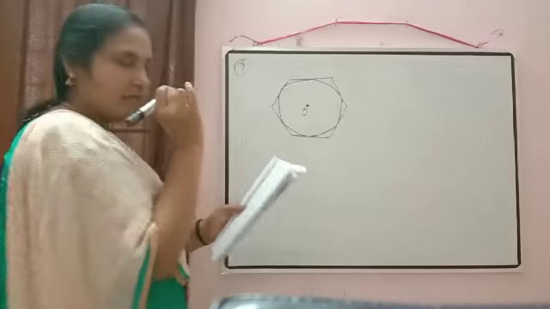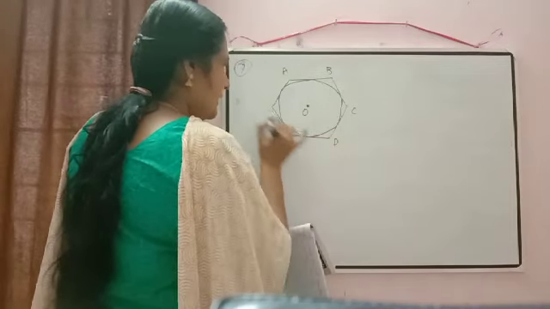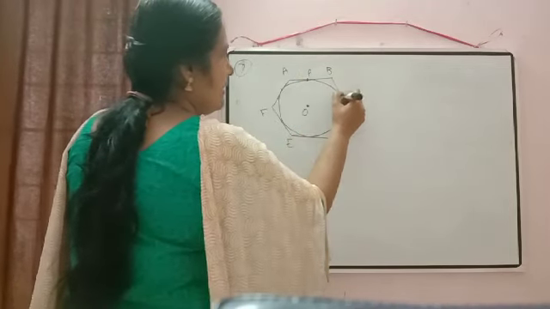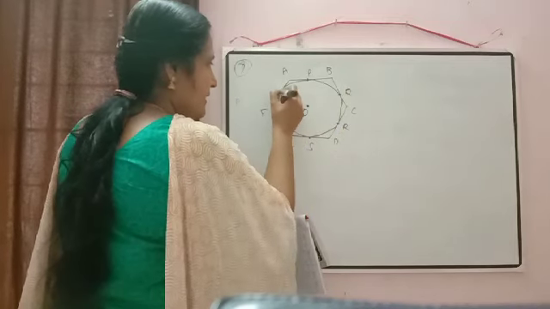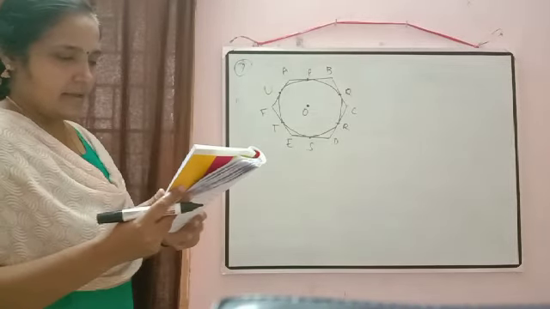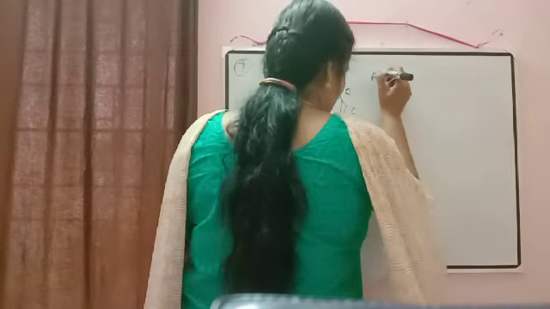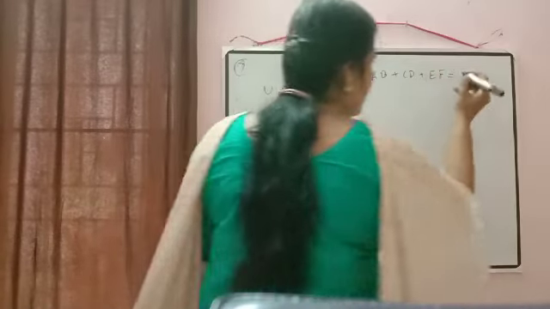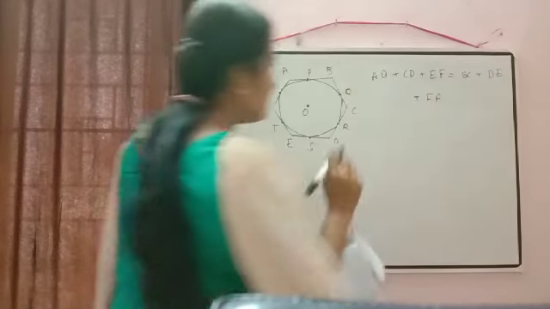Here we have O. We can mark the hexagon A, B, C, D, E, F, and then the points of contact P, Q, R, S, T, U are also marked. Now what we have to prove here, just write down: we have to prove AB plus CD plus EF is equal to BC plus DE plus FA.